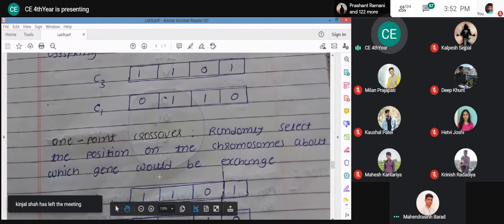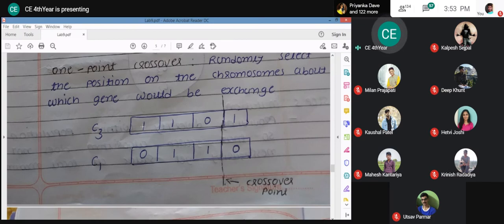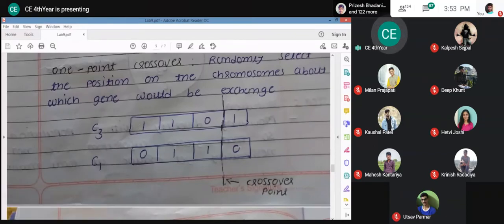Now in 1 point crossover, it randomly selects a position on the chromosome about which the genes are exchanged. Let's say here I have drawn one black line. This is my crossover point. After the crossover, what will be my result? Offspring one, the first child, is the head of parent one combined with the tail of parent two. Similarly, the head of parent two is combined with the tail of parent one.